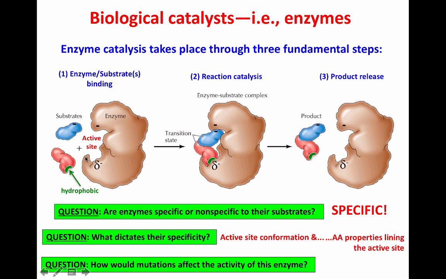Imagine that that amino acid got mutated or changed into a polar amino acid, right? Do you think that if that amino acid was now polar instead of hydrophobic, that would have any effect on the ability of the enzyme to bind to the substrate and/or catalyze the reaction?